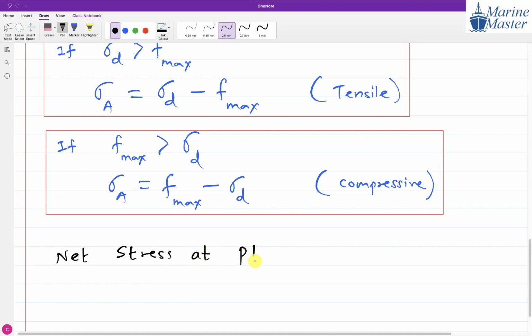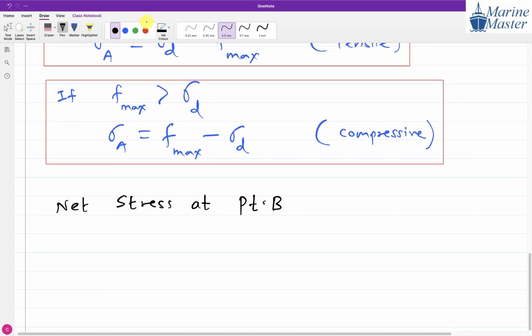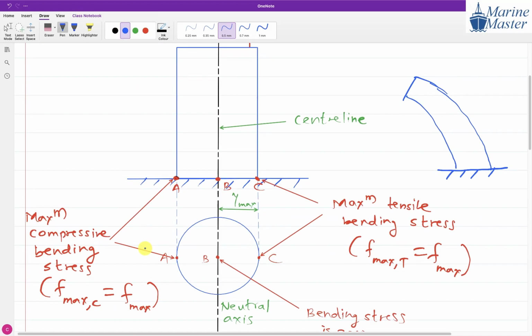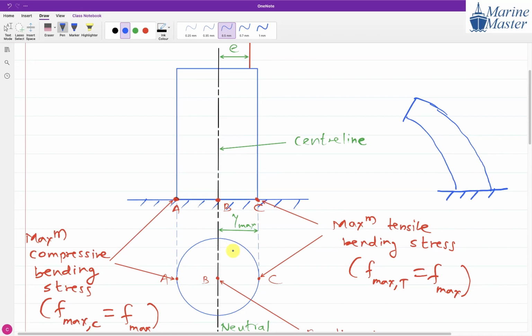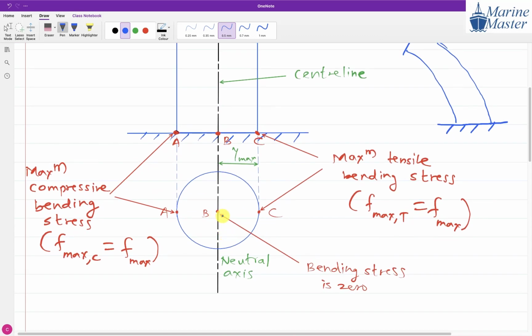Can anyone tell me here in this scenario? One minute, guys, we have not drawn the drawing. So I'm going to write sigma B. So net stress at point B will be what, guys? Net stress is sigma D. Only sigma D.